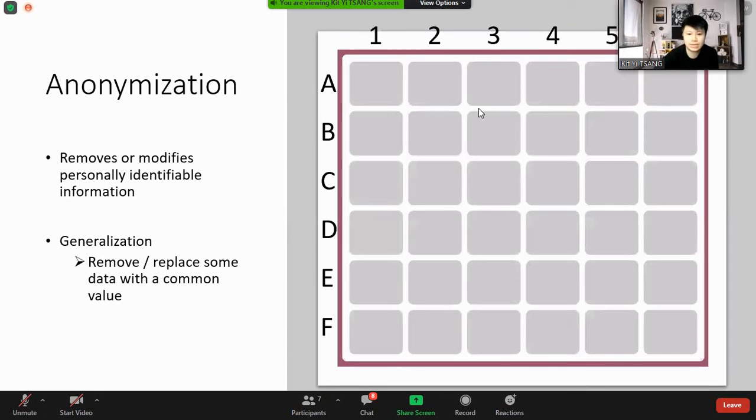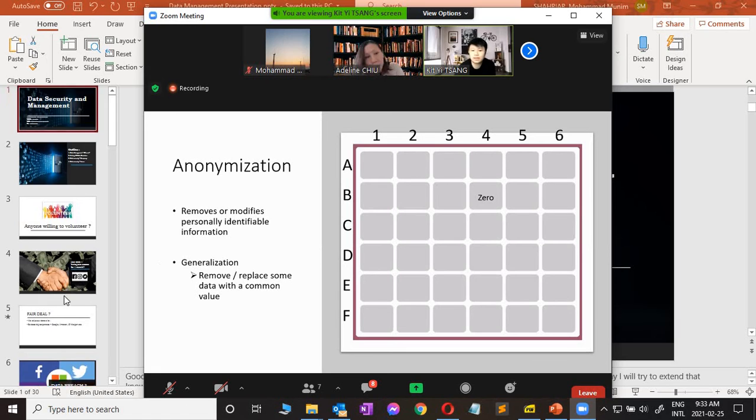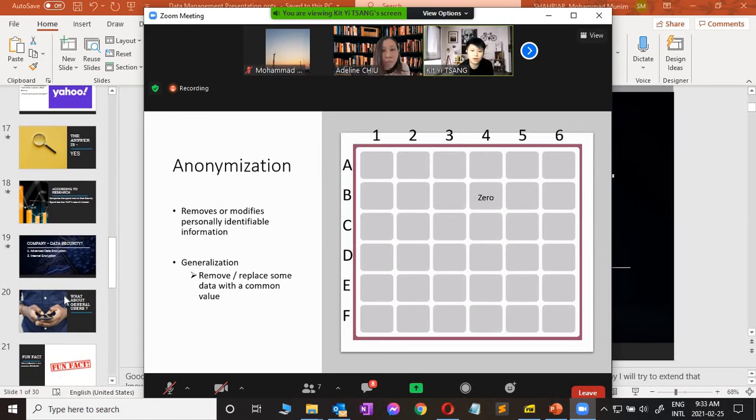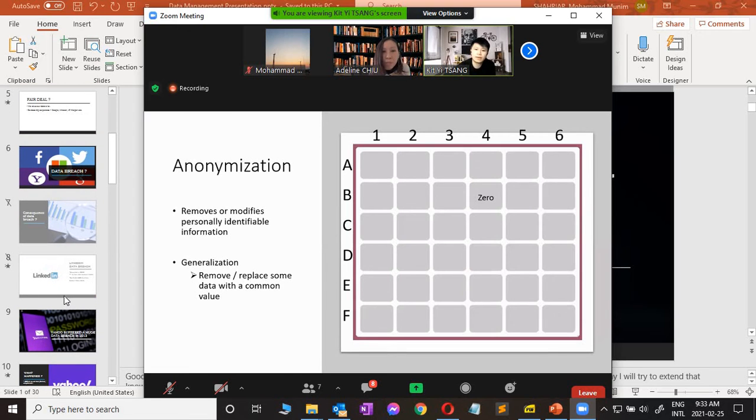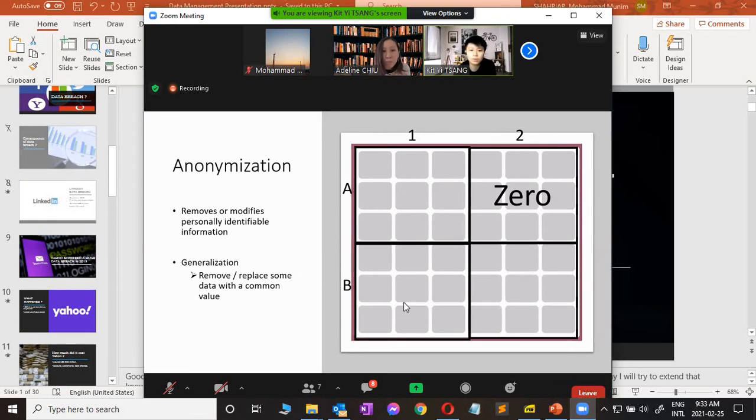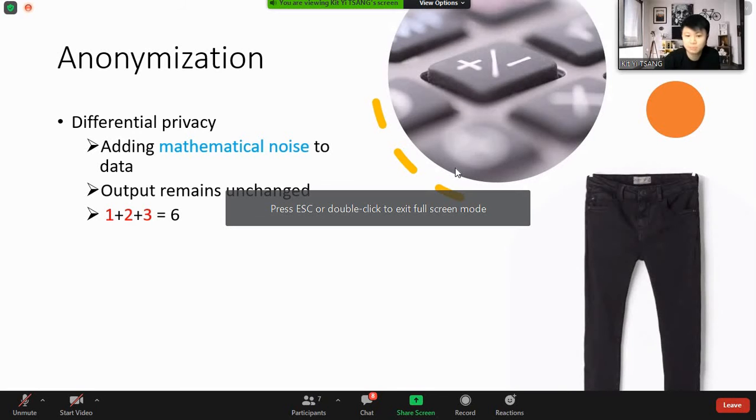This is an aerial view of a residential area, and I am living in B4. If you want to find me, it's easy, right? You know my exact location, so there's no way for me to hide from you. What if we make a little change by grouping 9 blocks into one grid? Now I'm in A2, but there are 9 blocks in the grid, so you can't tell exactly where I am. Sarah sold 6 pairs of jeans.